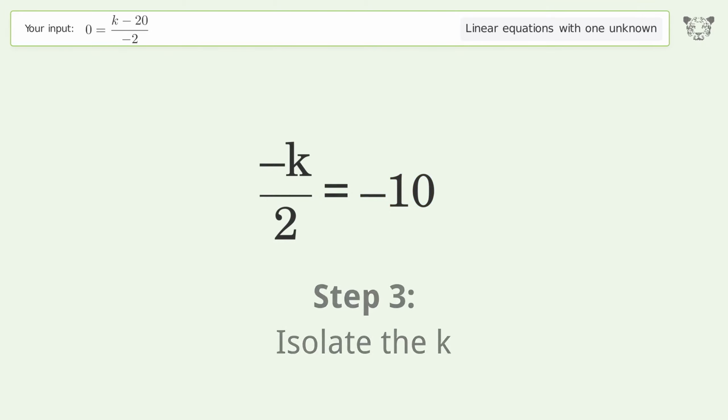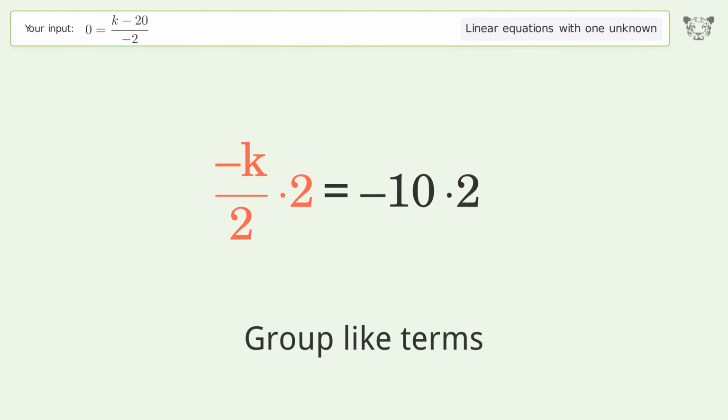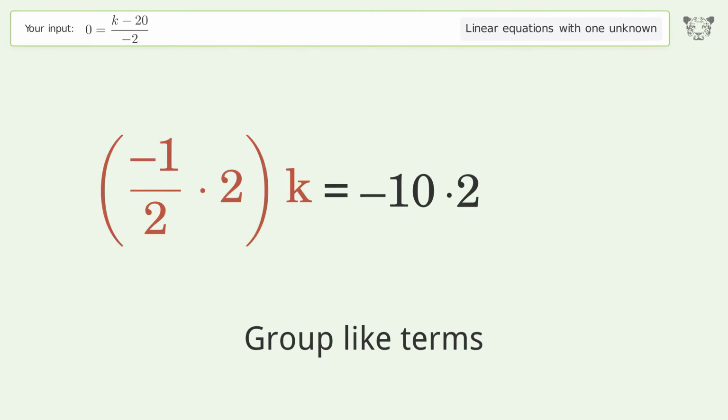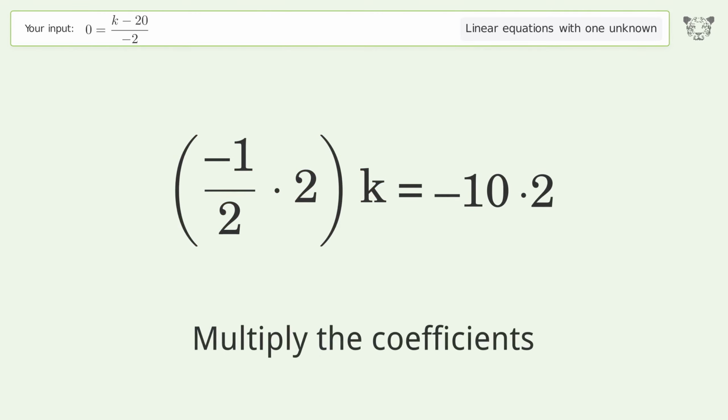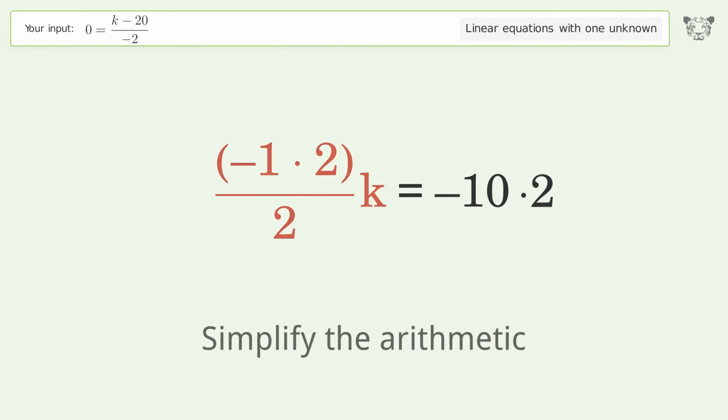Isolate the k. Multiply both sides by 2. Group like terms. Multiply the coefficients. Simplify the arithmetic.